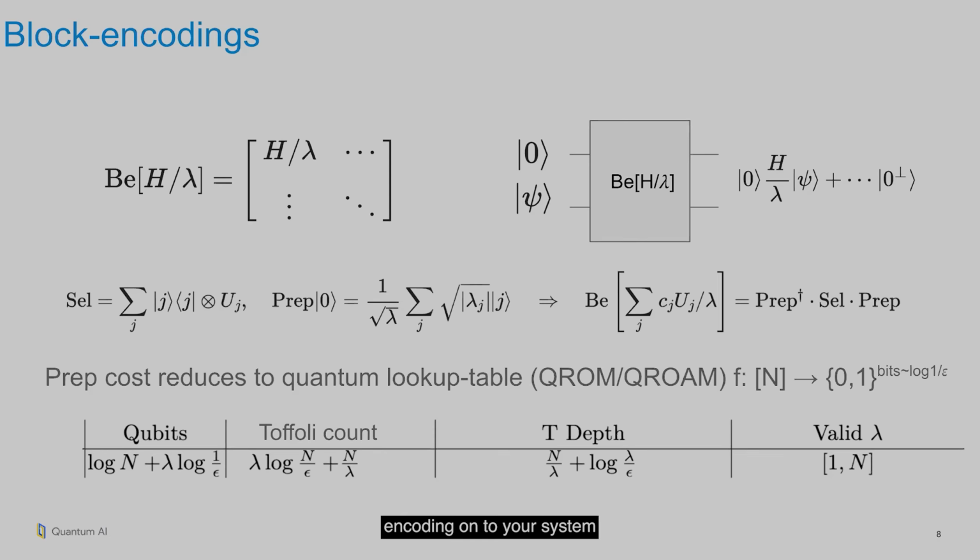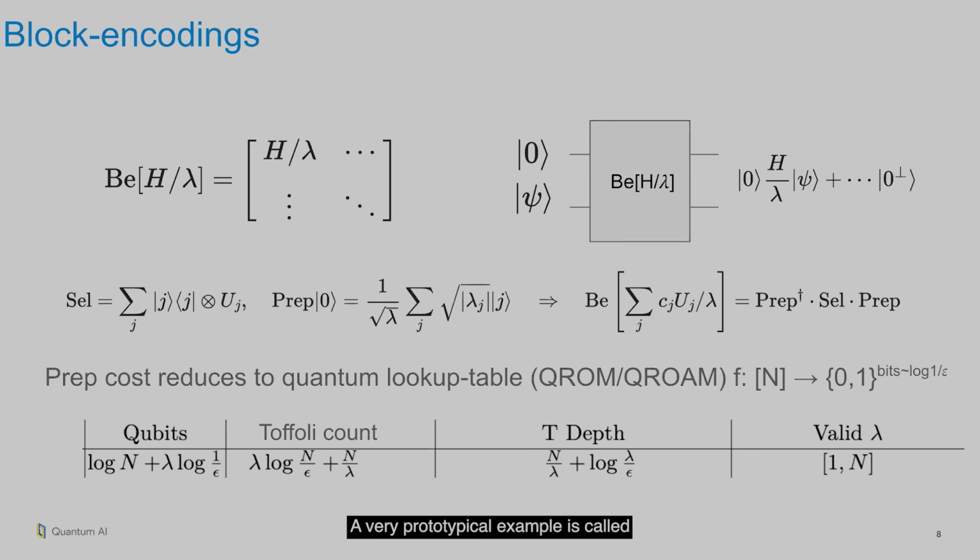If you apply this block encoding onto your system space and an ancilla register, being in the top left block means that if you look at the output, conditioned on the 0 state in the ancilla register, you have applied your matrix over lambda on the quantum state. So this is a definition. There are 101 ways to block encode all sorts of different matrices.